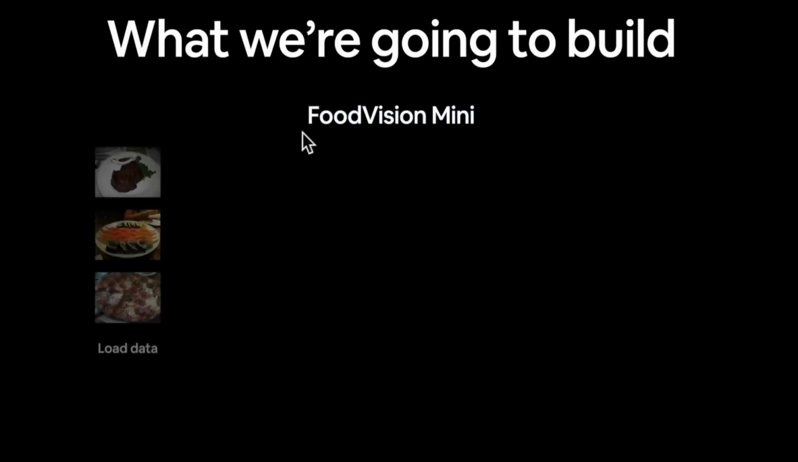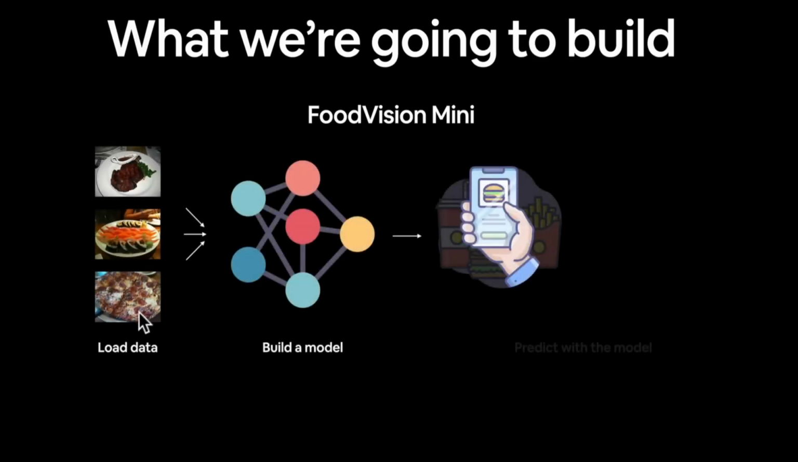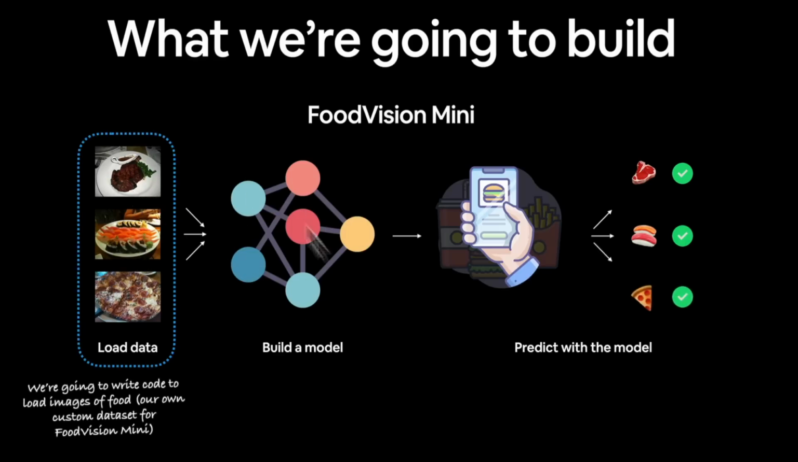So let's keep going. So this is what we're going to work towards building. Food Vision Mini. So we're going to load some data, namely some images of pizza, sushi, and steak from the Food 101 dataset. We're going to build an image classification model, such as the model that might power a food vision recognition app or a food image recognition app. And then we're going to see if it can classify an image of pizza as pizza, an image of sushi as sushi, and an image of steak as steak. So this is what we're going to focus on.